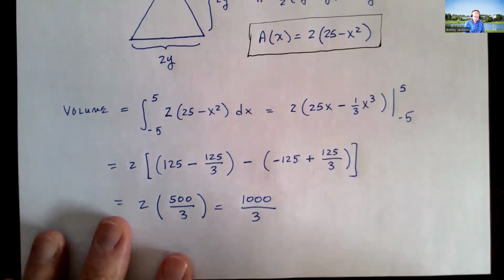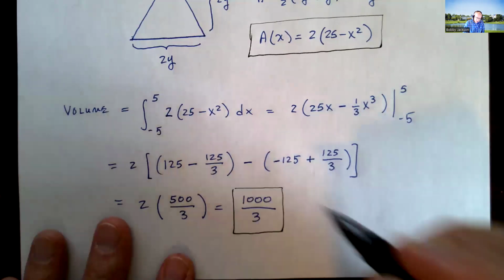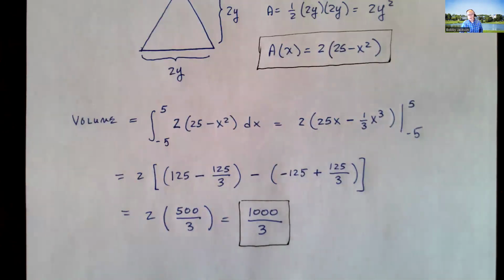And they did want the answer to be exact in fraction form, so this would be the answer that we have. So the volume of our solid is 1,000 thirds, or 333 and a third cubic units for the volume.